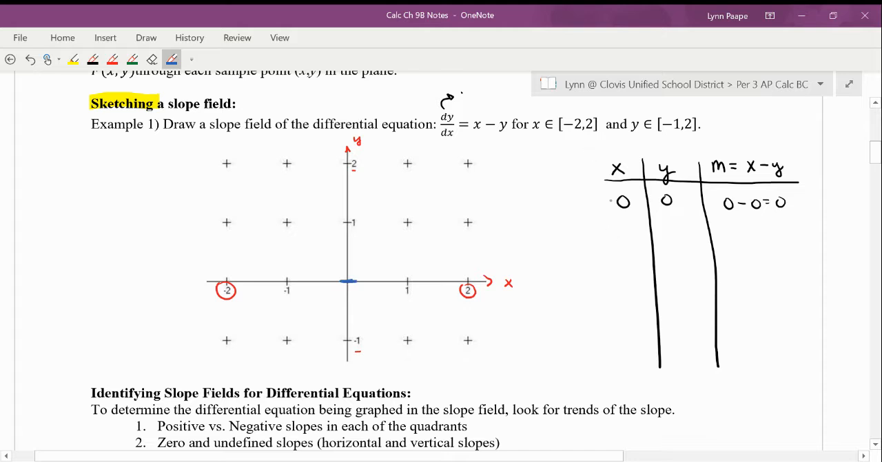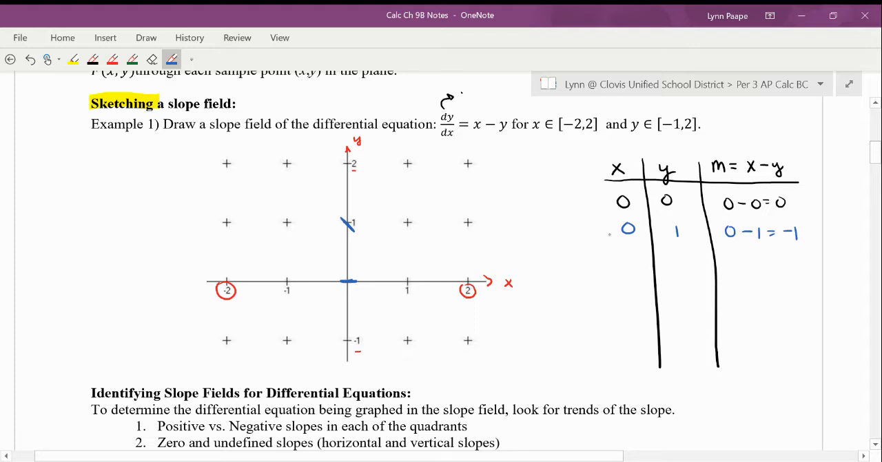So then let's go ahead and do another one. Let's do the ordered pair up above here, so over 0, up 1. So x is 0 and y is 1, so 0 minus 1 is negative 1. At this ordered pair, 0, 1, I would draw a line segment that has a slope of what I call negative 1. So something that looks like that.